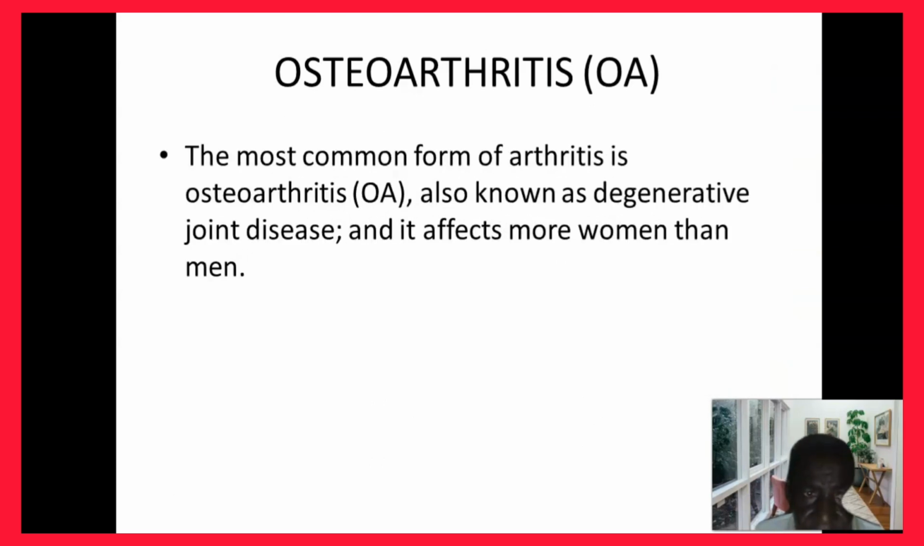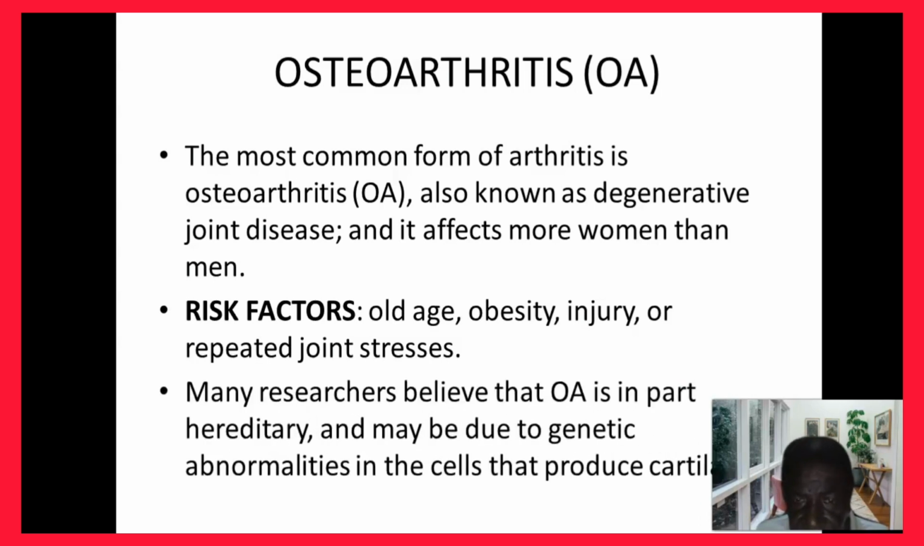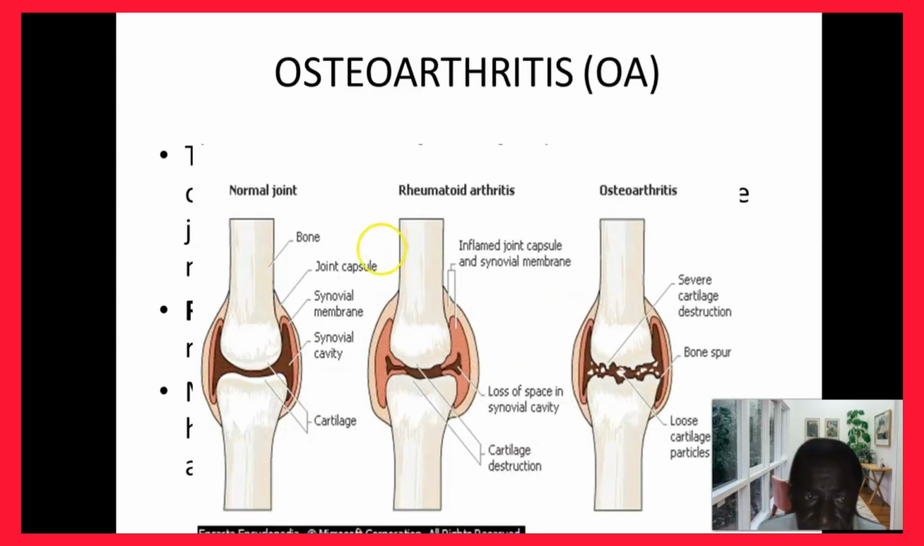That's for the infectious types. Now osteoarthritis. The common form of arthritis is osteoarthritis, like I said, also known as degenerative joint disease. The risk factors are known. You find it common in old age, people who are obese, overweight, injury to that particular joint, or repeated joint stresses. Many researchers believe that osteoarthritis is in part hereditary and may be due to genetic abnormalities in the cells that produce the cartilage. The cartilage is really the problem point.